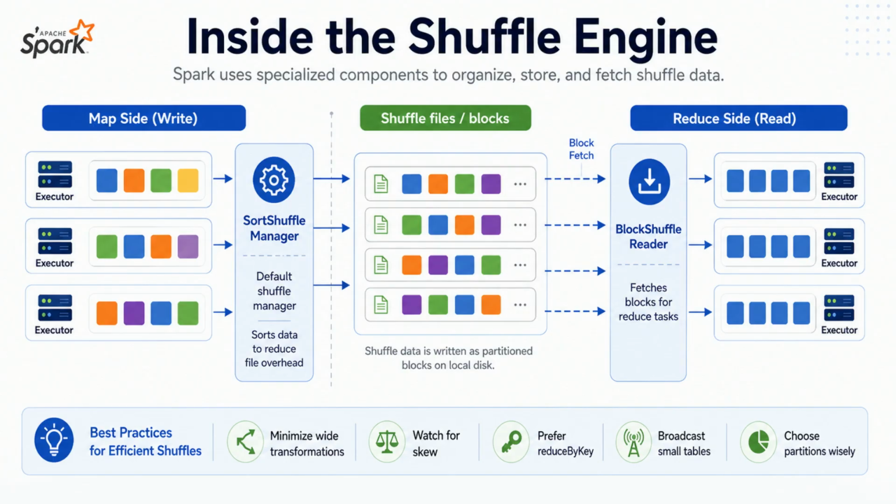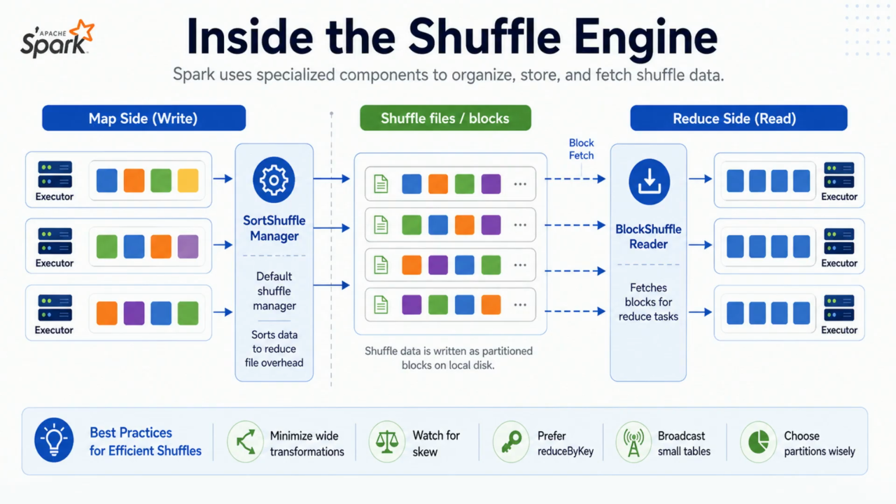From a performance perspective, the best practices are clear. Minimize wide transformations when possible, as they can lead to increased data shuffling and resource usage. Watch for data skew, which can cause some tasks to take much longer than others. Prefer reduceByKey over groupByKey for aggregations, as it is more efficient and reduces the amount of data shuffled. Broadcast small tables when appropriate, as it can significantly improve join operations. And choose your number of partitions carefully, as it affects how data is distributed and processed.